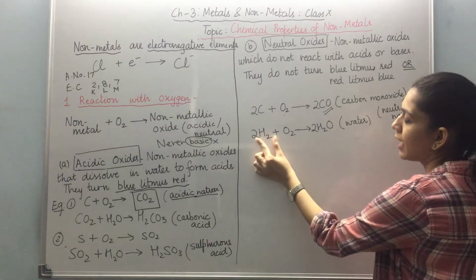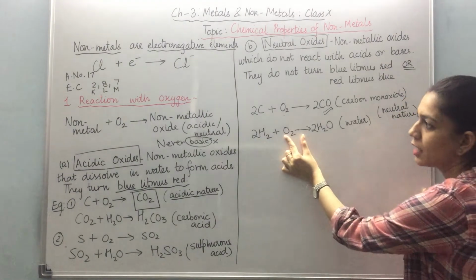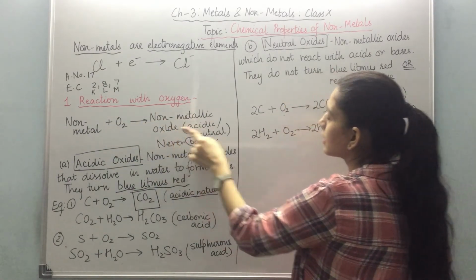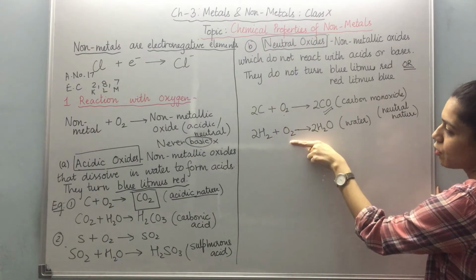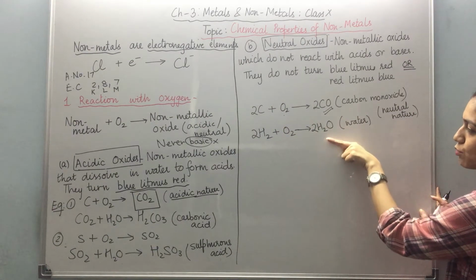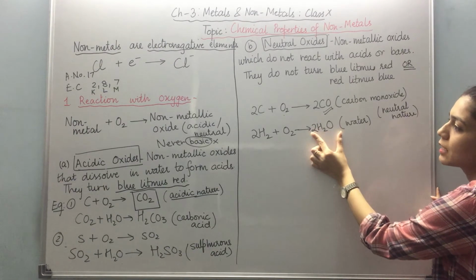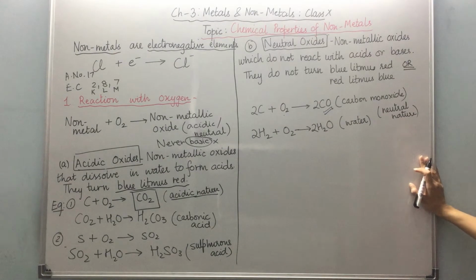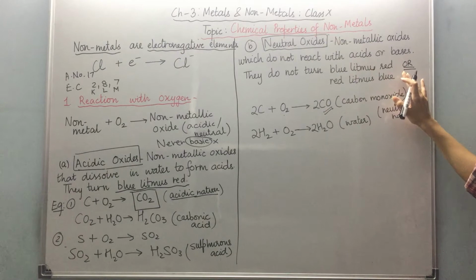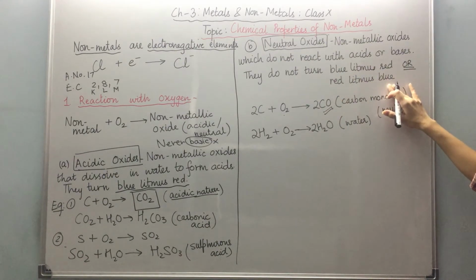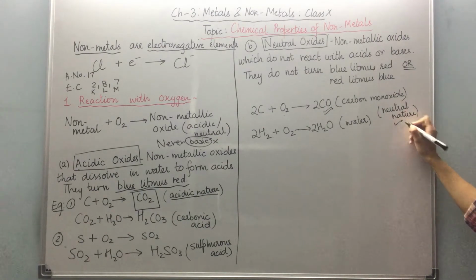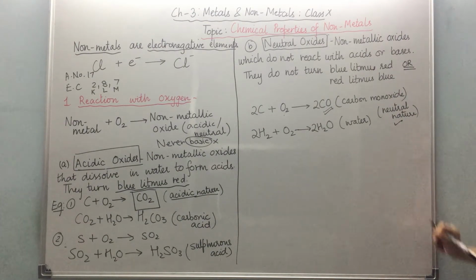Similarly, when I talk about hydrogen and its oxide, hydrogen is again a non-metal, so when oxygen is added, it is going to form a non-metallic oxide. Here hydrogen combines with oxygen to form water, 2H2O. This is an oxide of hydrogen. Now again, when we pass it through the litmus test, it does not show any change in color. Blue litmus doesn't turn red and red litmus doesn't turn blue, which implies it is neither acidic nor basic in nature. It is a neutral oxide.